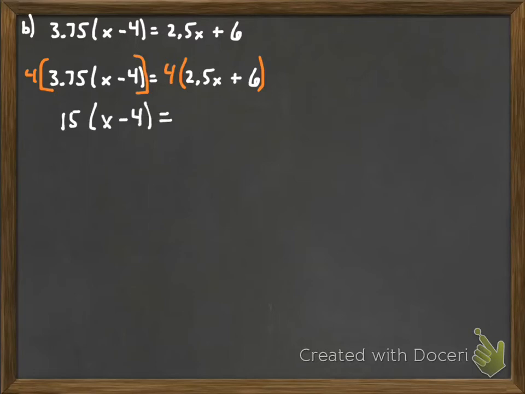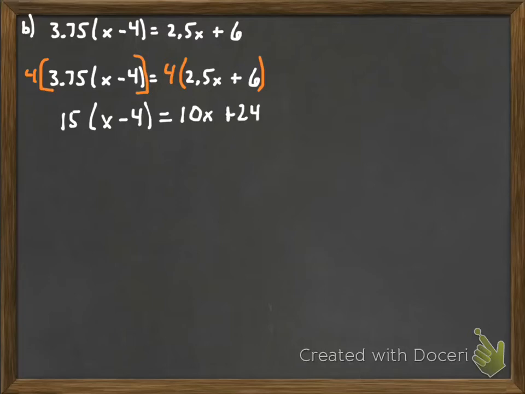Now on the right side of the equation, I've got a distributive property situation. I'm multiplying 4, or a number, times a sum. And you can always use distributive property when you multiply something by a sum. There's not 3 factors like there are on the other side here. We're just going to flat out do 4 times 2.5x, which I hope you know 4 times 2.5 is 10. So you get 10x. And then 4 times 6 is 24.